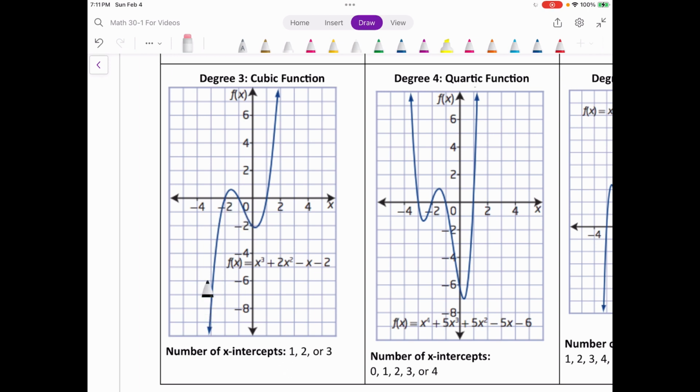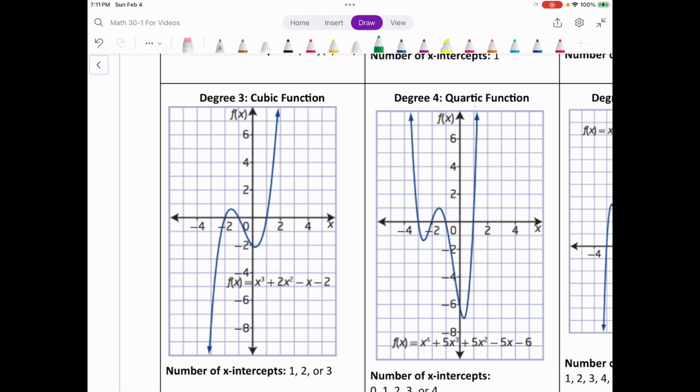Cubics, their arms go in either direction, right? One goes up, one goes down. We'll talk more about that arm direction in a moment, okay? But because they have that odd degree, they're always going to have to cross the x-axis once, right? Now, it's possible they could only cross once. Maybe they do something like this, or like this. That's possible. Those would have 1 x-intercept, okay?